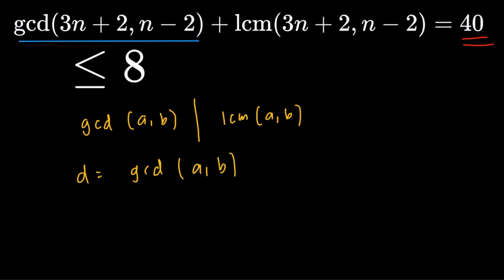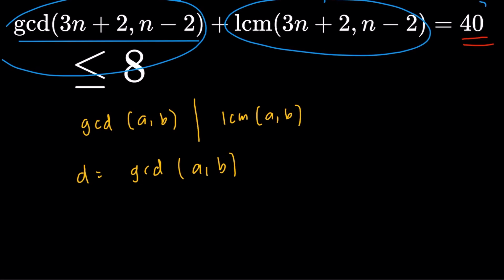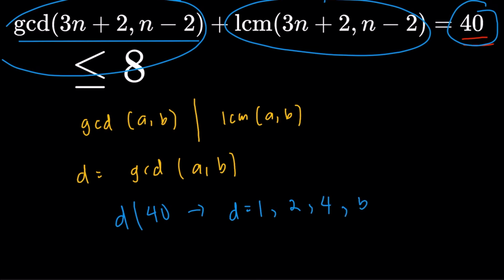So take a look. The first term is divisible by D over here. The second term is divisible by D. So obviously 40 will have to be divisible by D. And we know that D is less than or equal to 8. So we could list down possible values of D such that D divides 40 and is at most 8. So I'll have D to be 1, 2, 4, 5, and 8. So we have these 5 values for D. Again, I'm just listing down all the values less than or equal to 8.